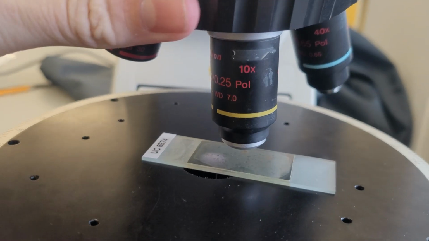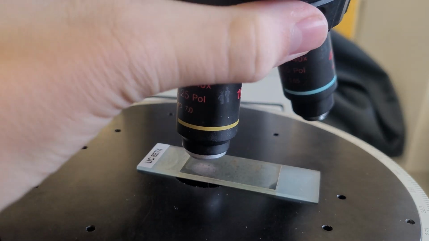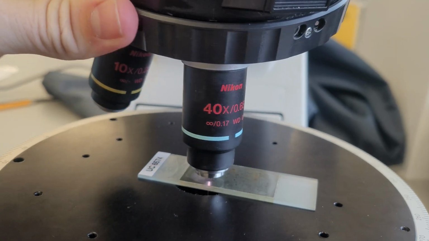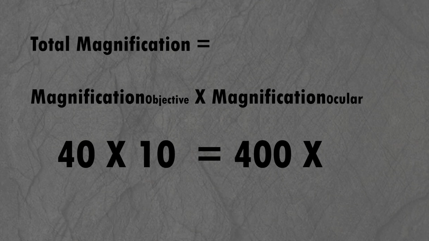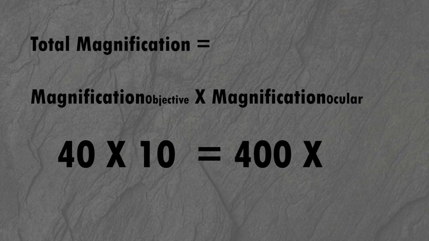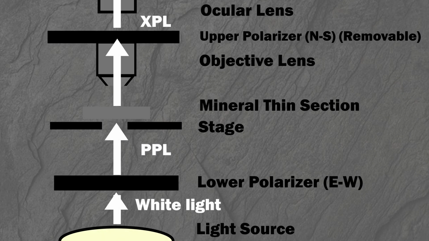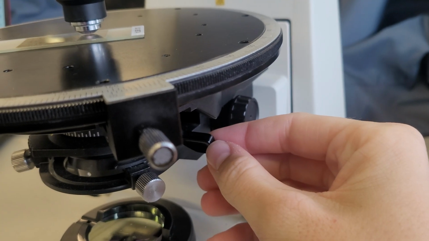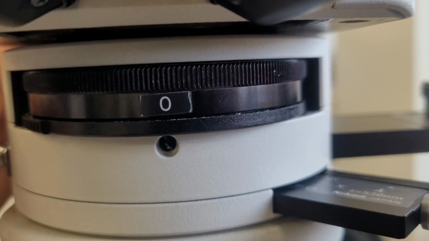Most petrographic microscopes will have 4 objective lenses and 1 ocular lens. To get the total magnification, multiply the objective lens, which could be 2 times, 4 times, 10 times, 40 times, by the ocular lens, which here is 10 times. That's pretty standard. Let's start with the mineral properties in plane polarized light. Make sure you're using orthoscopic as well.